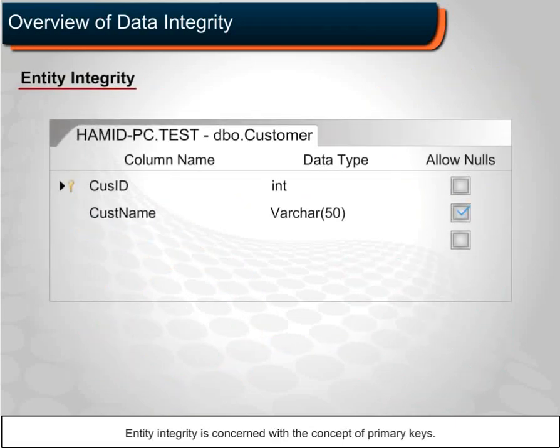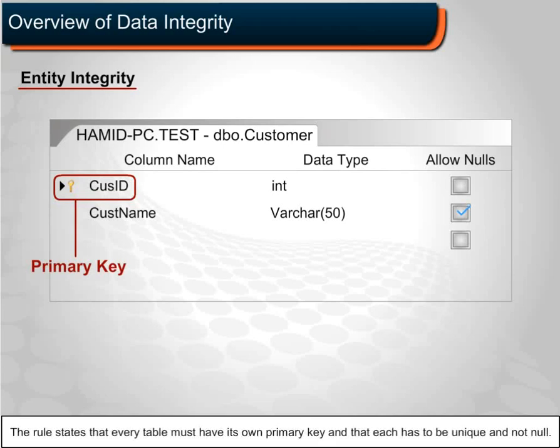Entity integrity. Entity integrity is concerned with the concept of primary keys. The rule states that every table must have its own primary key and that each has to be unique and not null.